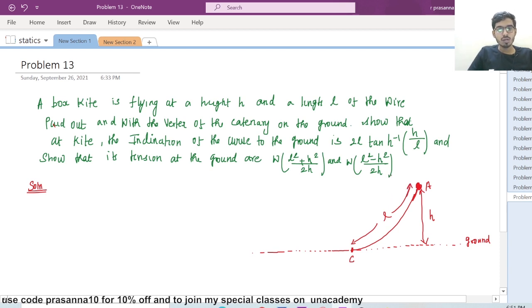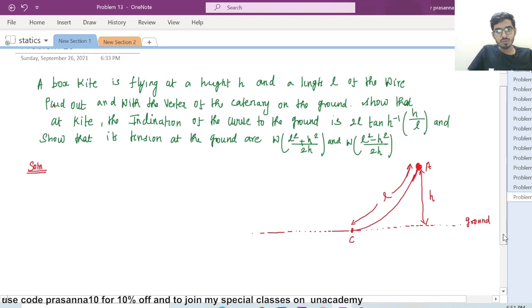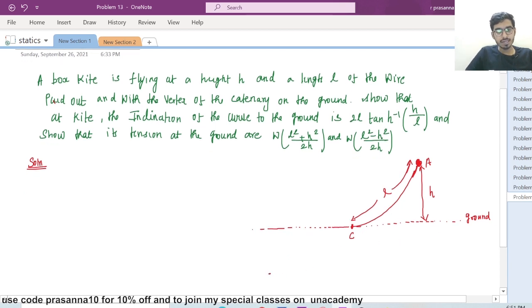Now how will the diagram be? Here it will be the directrix. This is the basic definition diagram of the catenary. Here we have the lowest point, which is C, and here we have the kite, and this is h, this is L.